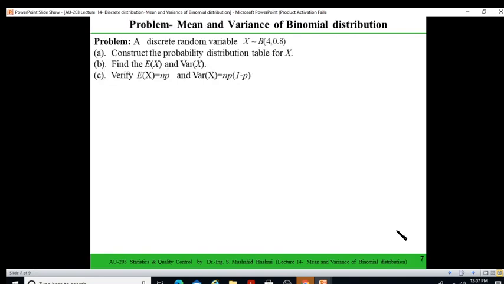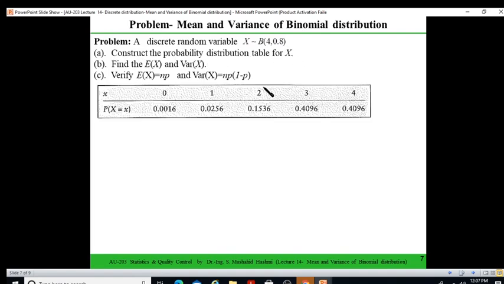Okay, let's see the problem. You have a discrete random variable x which is binomially distributed, where n is 4 and p is 0.8. The first task is to construct the probability distribution table. Small x can take different values, because it could take 0, 1, 2, 3, 4. Why not 5? Because the number of trials is a maximum of 4.